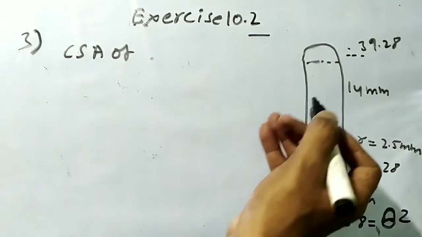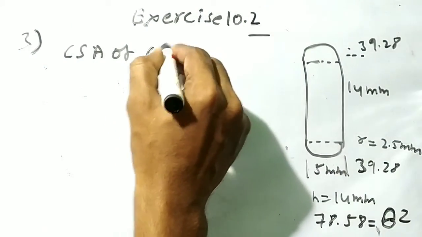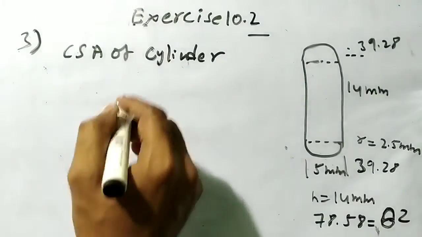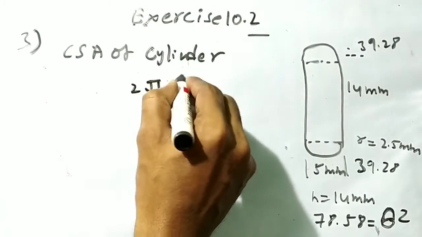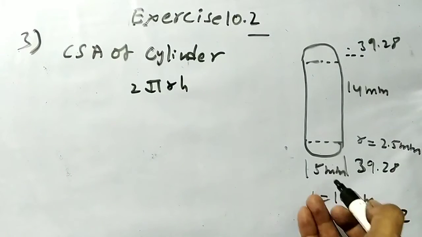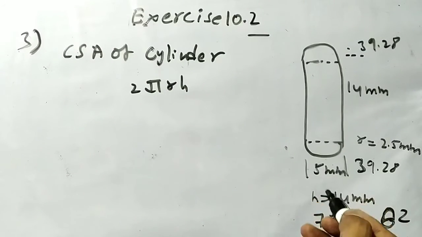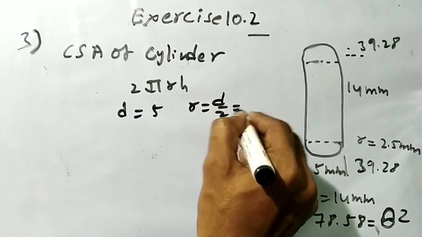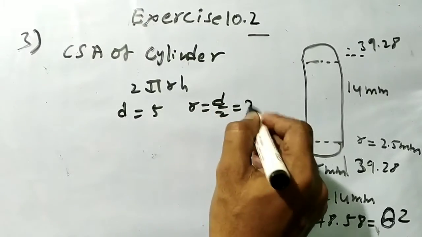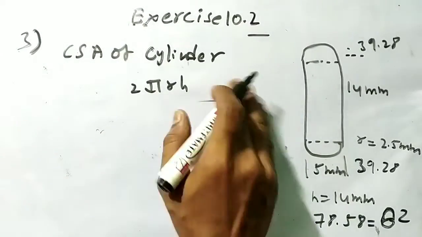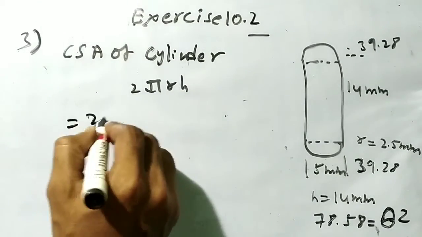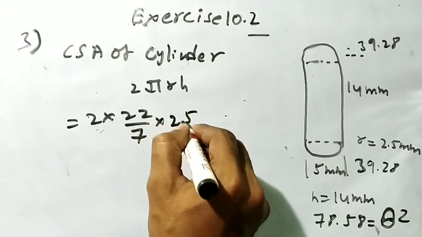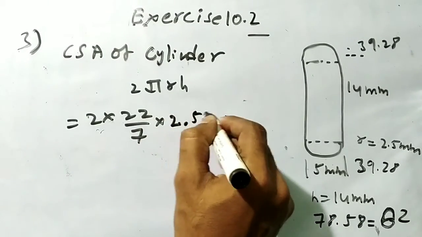So let's find the cylinder curved surface area. What is the CSA of a cylinder? That is 2 pi r h. We know h value is 14, r value is 2.5, because the d is equal to 5, r is equal to d by 2, that is 2.5. Let's substitute the values: 2 into 22 by 7 into r is equal to 2.5 into h is equal to 14.